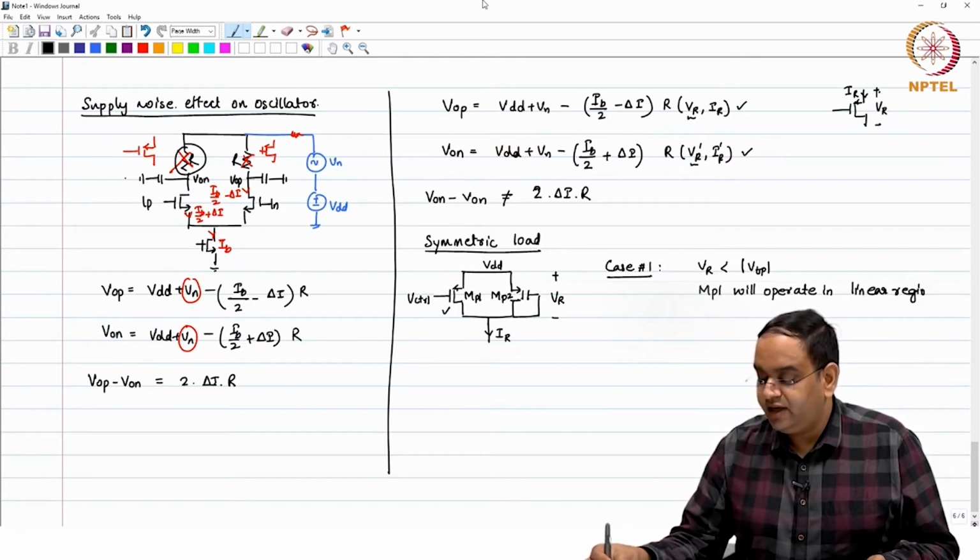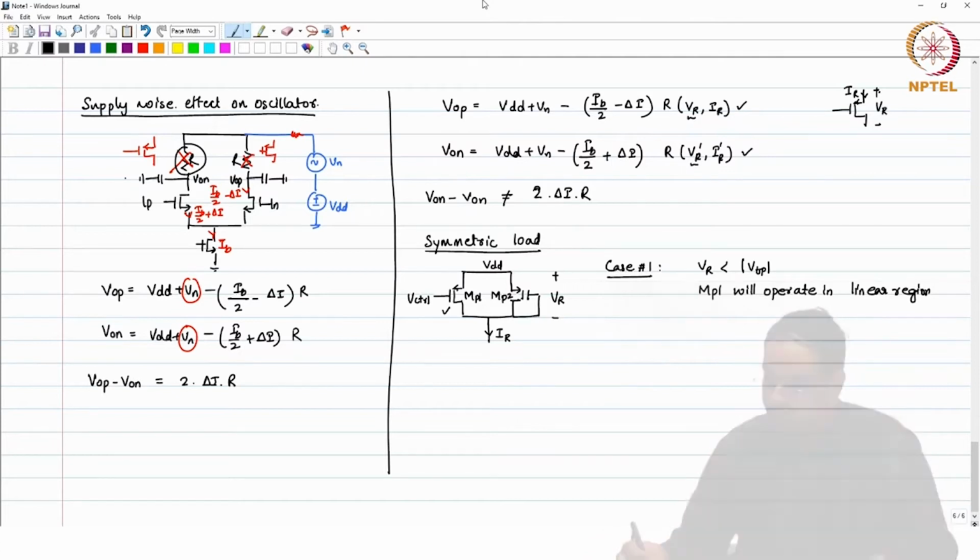Okay. This is one case and MP2 is turned off. We are not considering the subthreshold conduction here. Then case 2 will be, this MOSFET operates in different cases. So, first we understand that, and then we will look at the current versus the voltage profile.